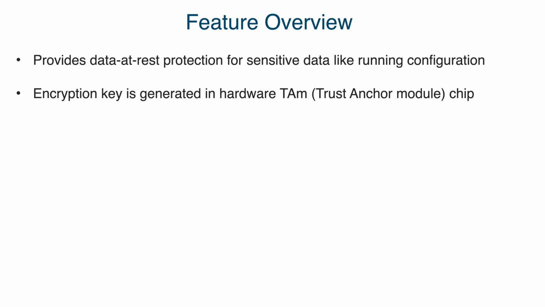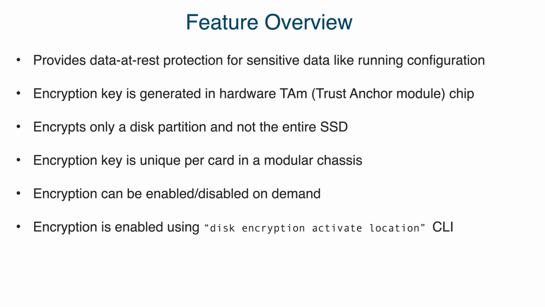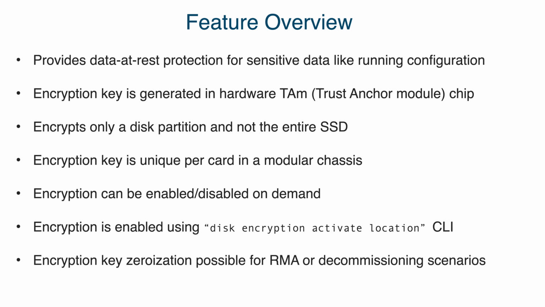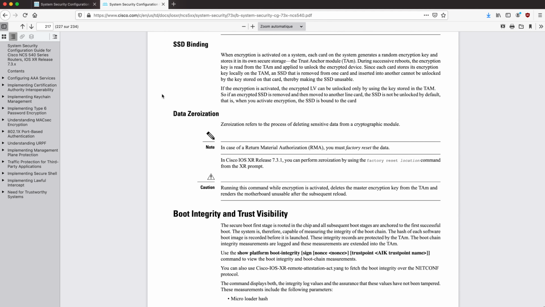This feature comes with an encryption key that is generated inside the Trust Anchor module, and the encryption key is also protected within the chip. On top of it, every card inside a modular chassis has its own encryption key. The feature encrypts a partition of the disk and not the entire drive. And the feature could be enabled or disabled on the fly using the CLI disk encryption activate. And lastly, we also provide a key zeroization CLI. This is to help handle the scenarios of RMA or decommissioning of routers. For more details about the feature, please refer to our IOS XR 7.3.1 configuration guides and release notes.